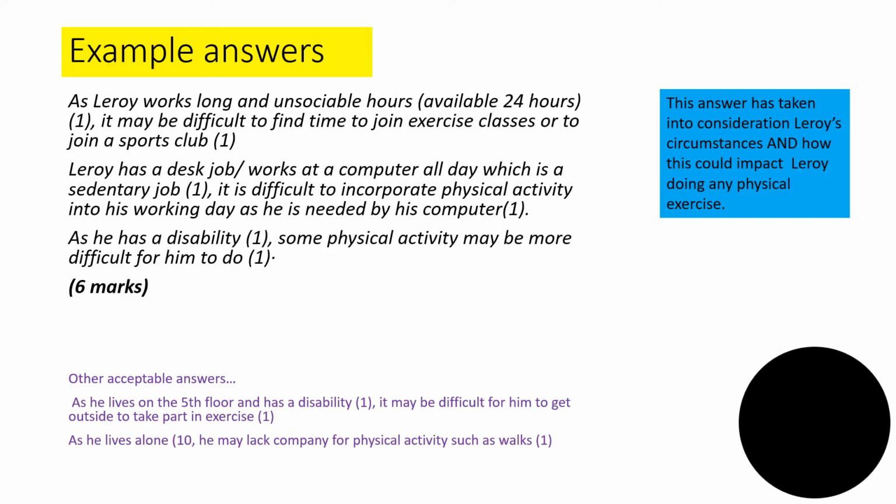Here I've put an example answer. This answer has taken into consideration Leroy's circumstances and how this could impact Leroy doing any physical activity. So as Leroy works long and unsociable hours, he has to be basically available day and night. It may be difficult to find time to join exercise classes or to join a sports club or a gym. And by stating his circumstances and the problem with his circumstances, you would have secured 2 marks there.